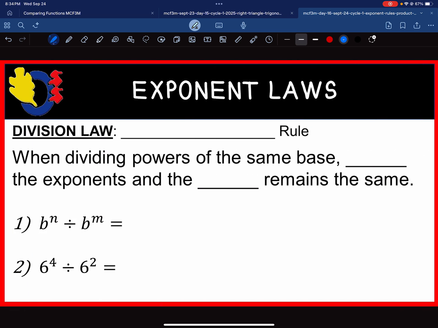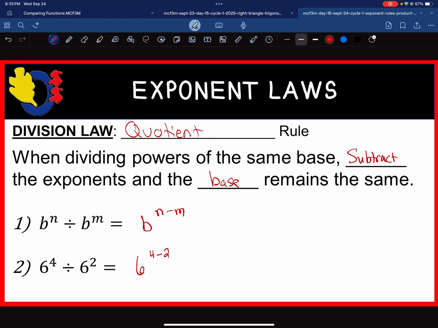Okay, the next law is the division law. So this is also known as the quotient rule. Okay, so in dividing powers of the same base, we subtract the exponents and the base remains the same. So in this case, b is the base, n minus m is the exponent. Okay, example number 2, 6 is the base, 4 minus 2.